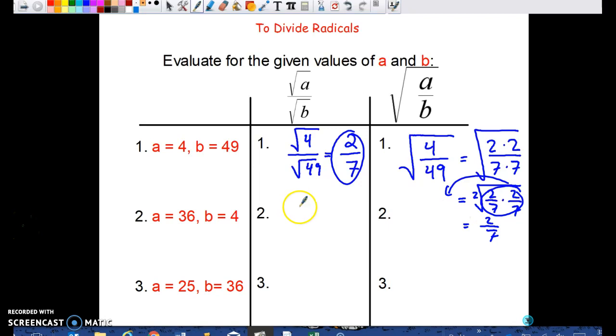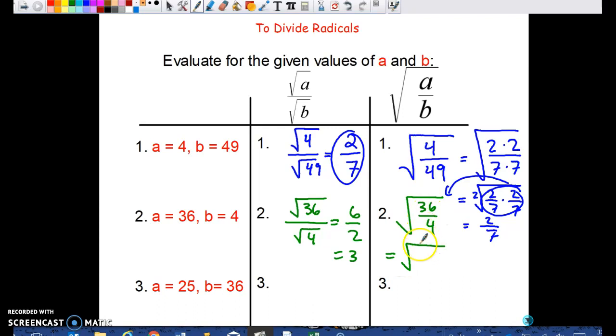Now again, this is true for all these examples. If I have the square root of 36, a is 36 and b is 4, of course the square root of 36 is going to be 6, the square root of 4 is 2, it should be 3. Now if I do it all in one radical here, 36 over 4, I can divide 36 by 4. How many times does 4 go into 36? Well, it should be 9. The square root of 9 is 3, so I get the same answer as I did before.